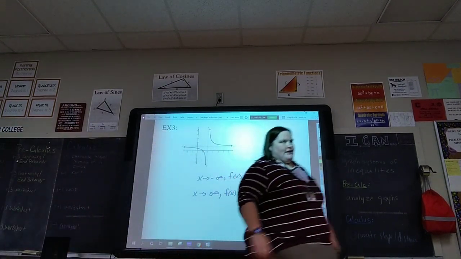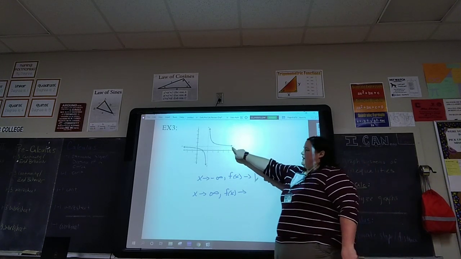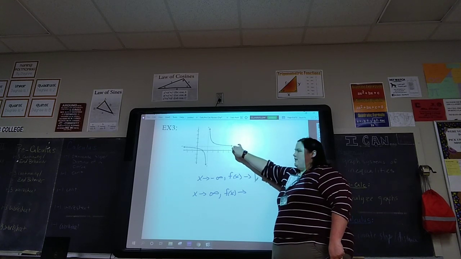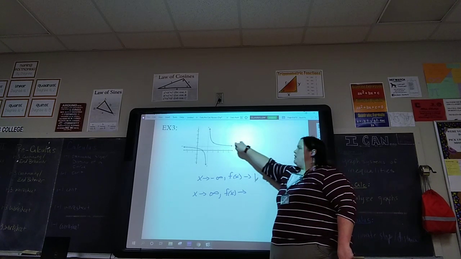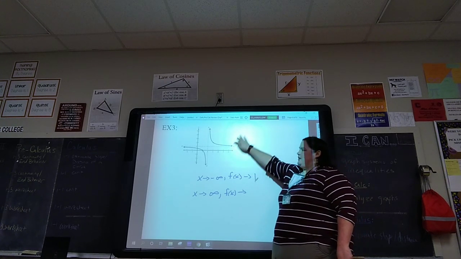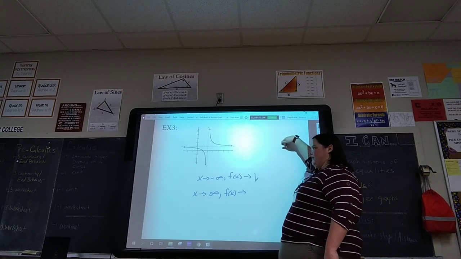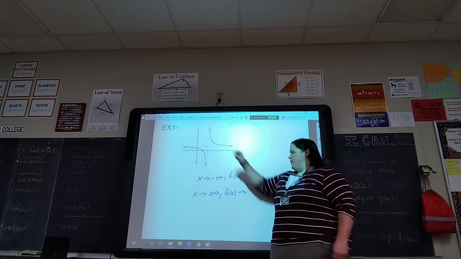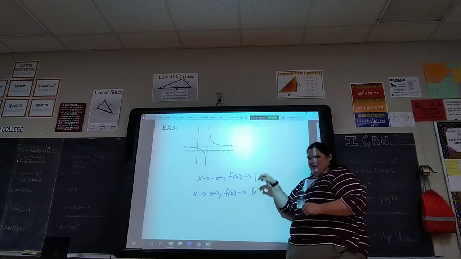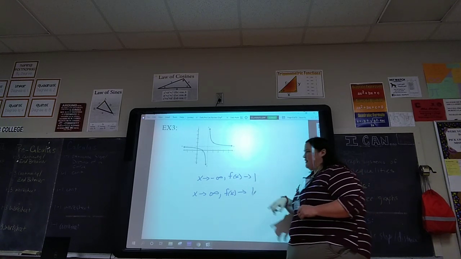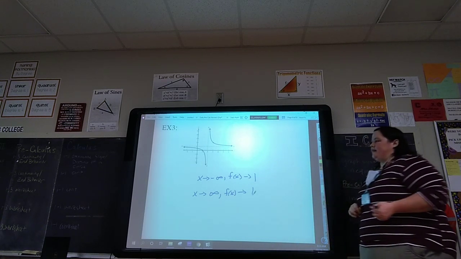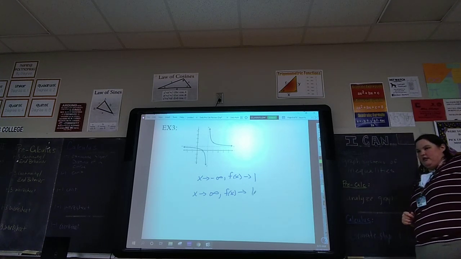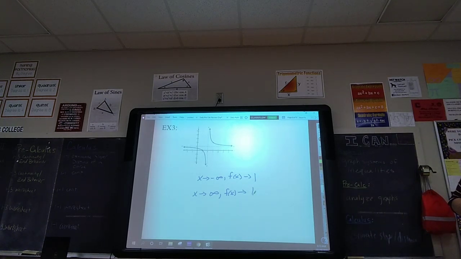Now we're going to look at the very right end. The very right end is over here. Is it going up forever, down forever, or is it leveling out? Leveling out. And what value do you want to say for that? 1. Yep. Most of the time they're leveling out at the same value. Not always, they don't always have to level out at the same value, but a lot of times they do. That's end behavior. Any questions?